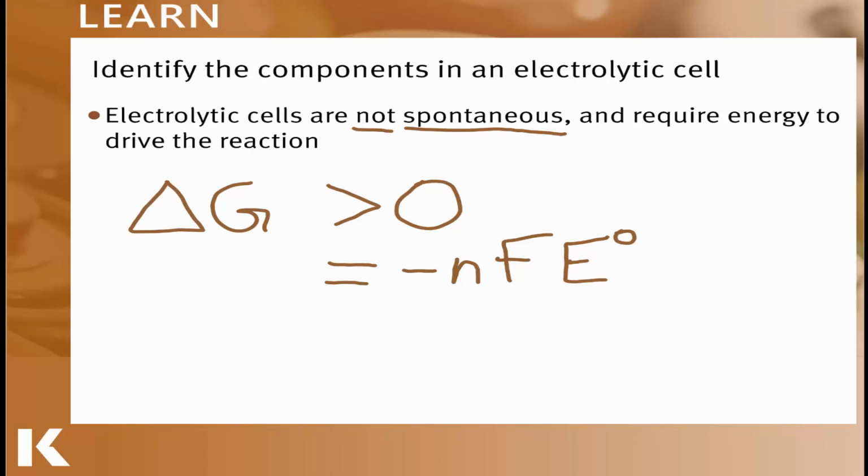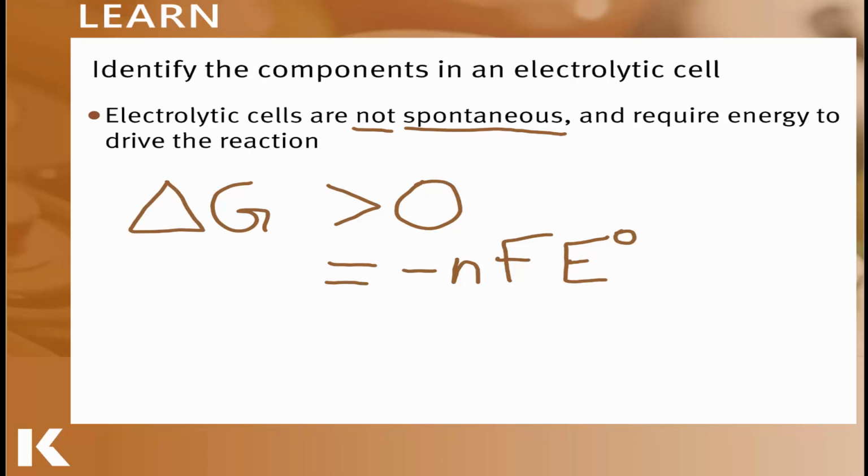Think of some other potential, like your academic potential. If you have a high academic potential, that means you have a larger positive number for your grade point average. Or if someone has a low academic potential, they will tend to have a lower number for their grade point average. So too, for reduction potential, the larger and more positive the number is, the larger is the possibility or the likelihood that a system is going to get reduced, which means it's going to gain electrons.